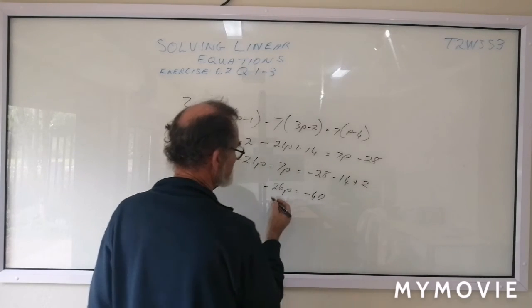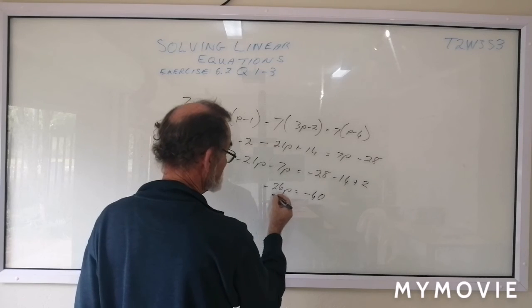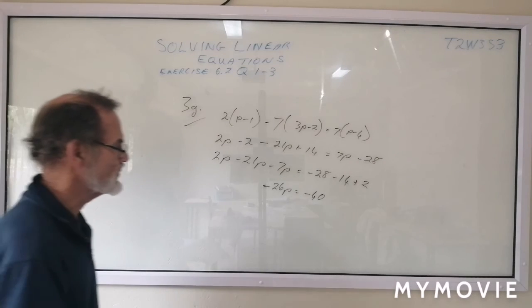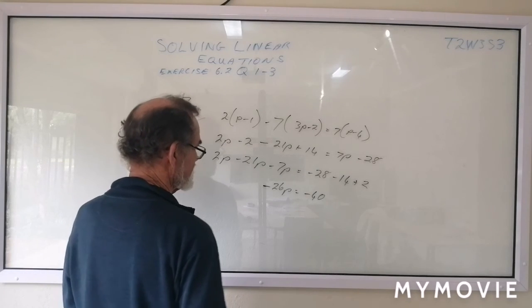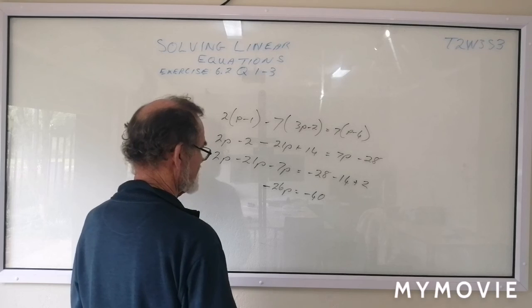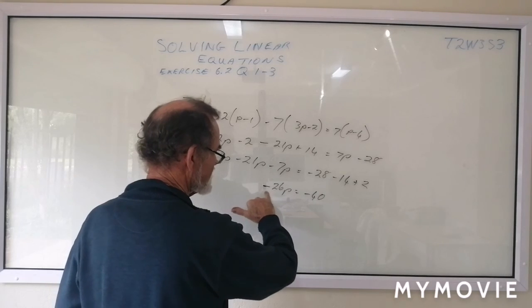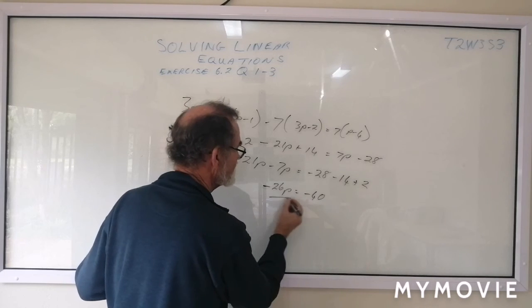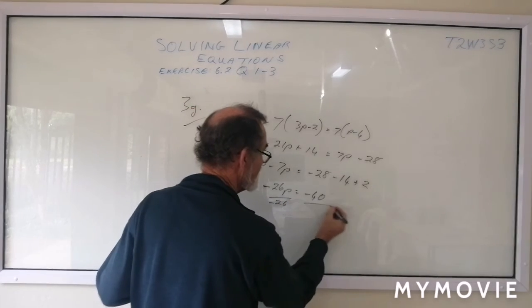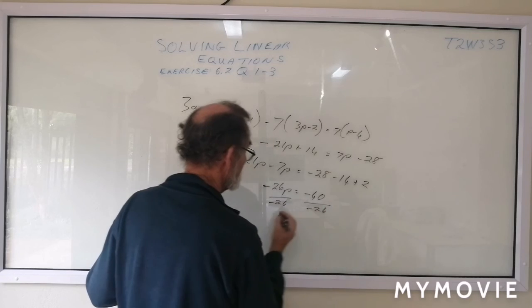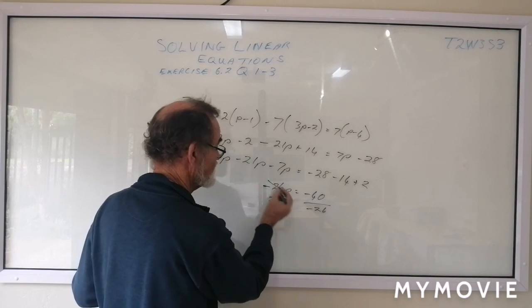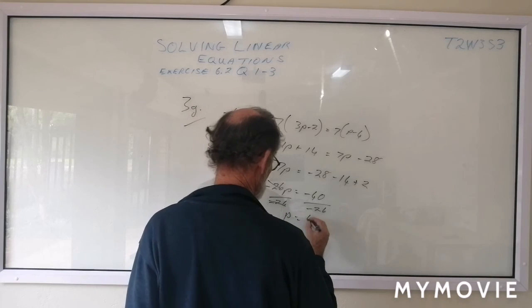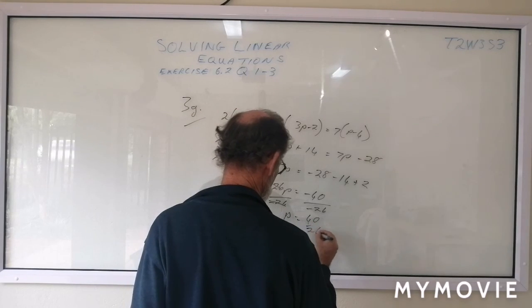Right, then we're going to divide both sides by minus 26. Remember, always when you do that, include your sign. The reason for that is this p will then become positive. So we're going to divide by minus 26, and these cancel, and minus divided by minus is a plus, so p is equal to 40 over 26.